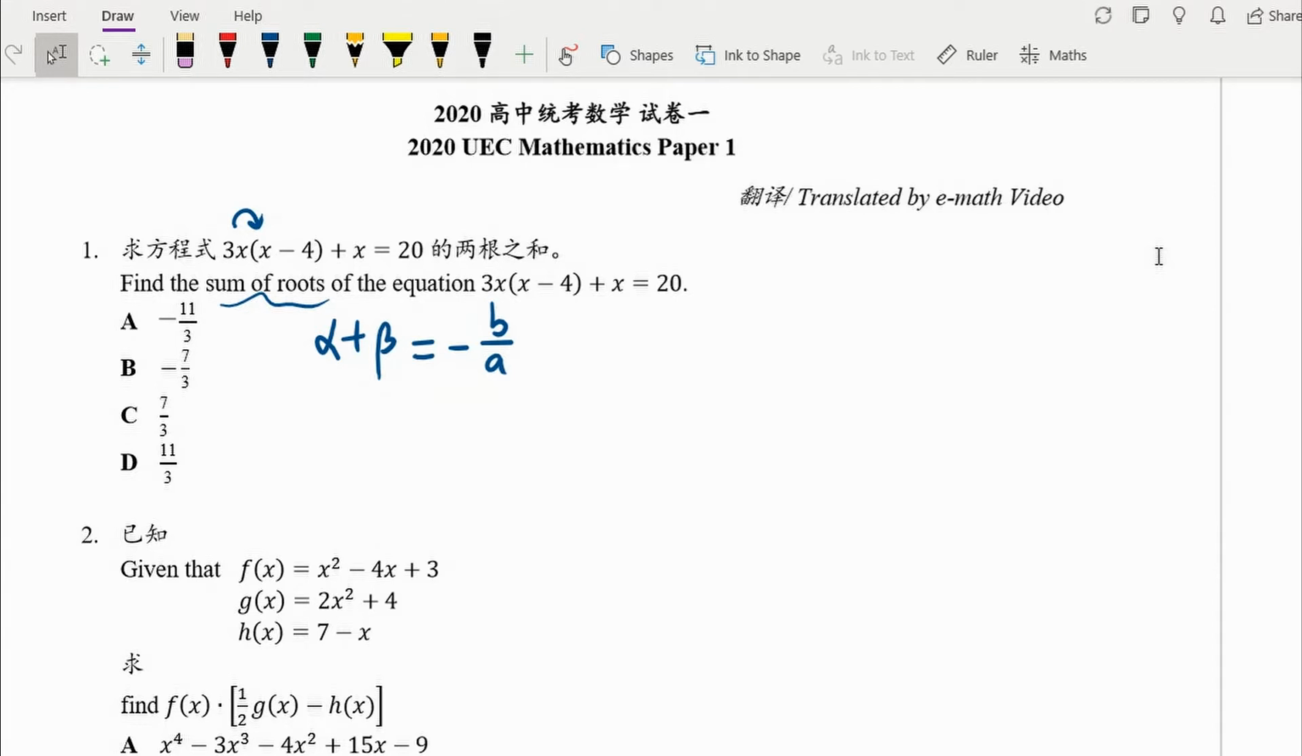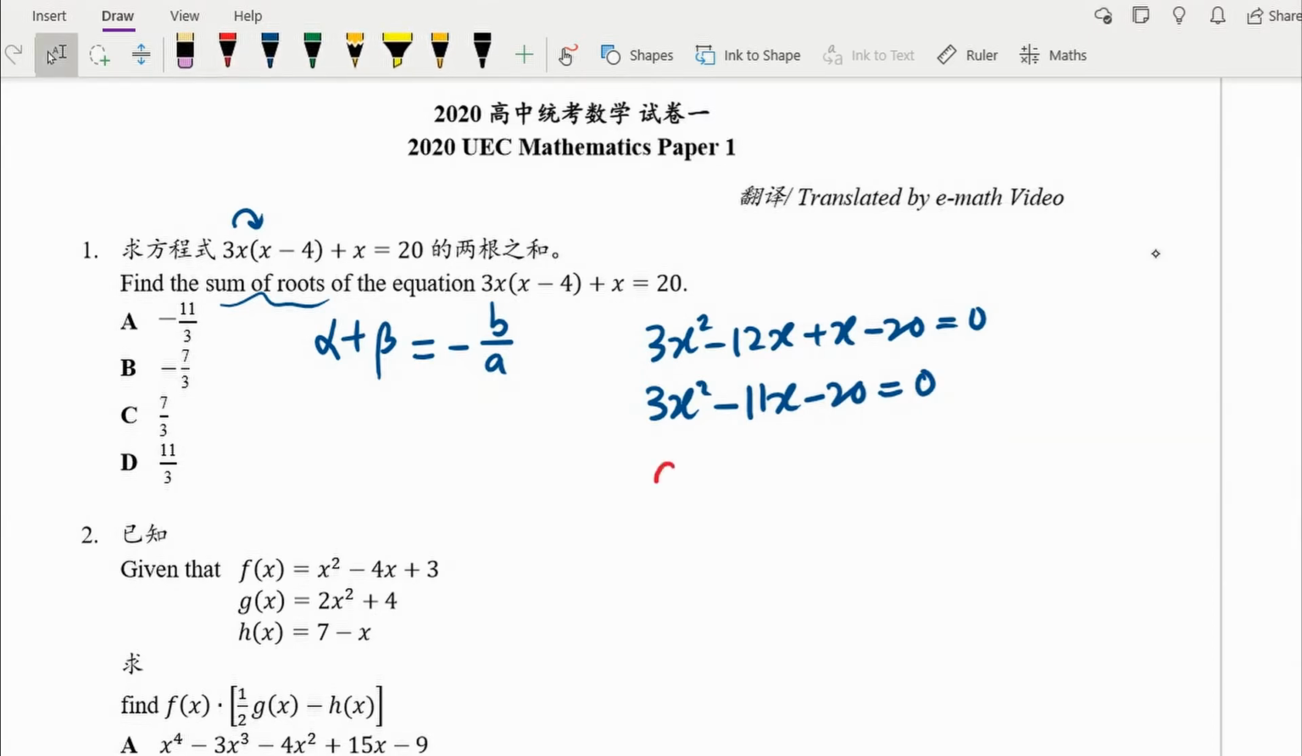Okay. So you try to expand it. You have 3x squared minus 3 times 4 is 12x plus x. Then this minus 20. 3x squared, minus 12 plus 1, you'll get minus 11x. Minus 20, equals 0. And now you have your a equals 3, b equals negative 11, and c equals negative 20. Then negative b over a, you have negative negative 11 over 3. The negative becomes positive, so it's positive 11 over 3. The answer is D.